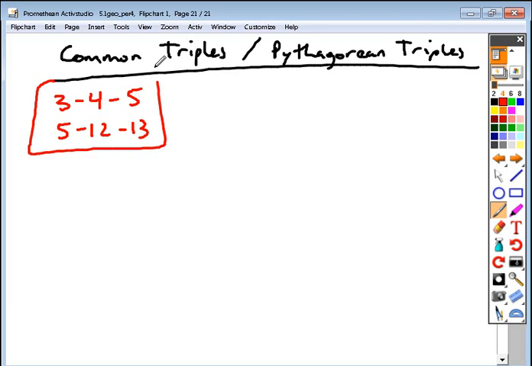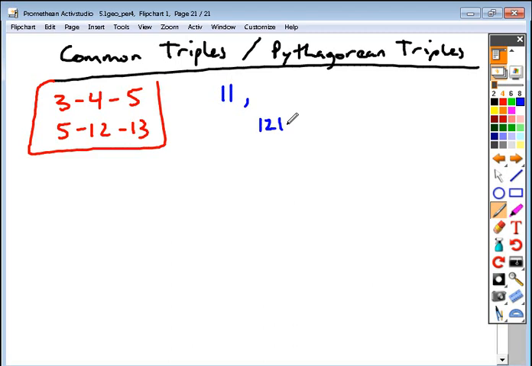Now, you can create common triples from any odd length. If you start with any odd number, I put the little pattern or algorithm for that in your book. I have the 7 and the 9 there, but let's say we take 11, the next odd number. You can create a set of common triples by taking any odd number and following the steps listed on page 90. If you begin with that number and square it, what's 11 squared?